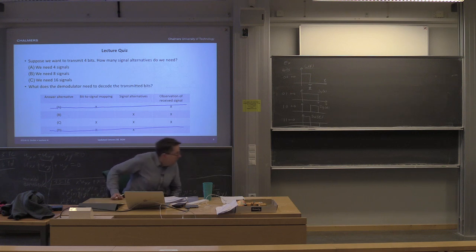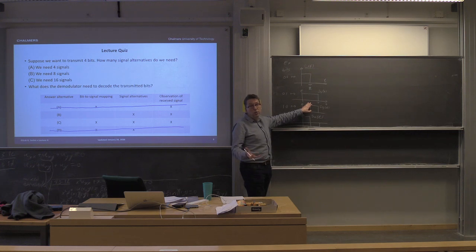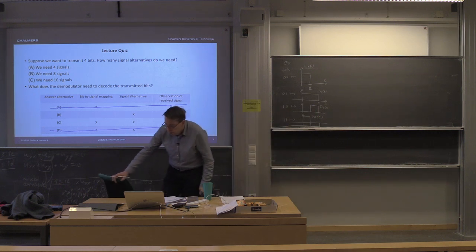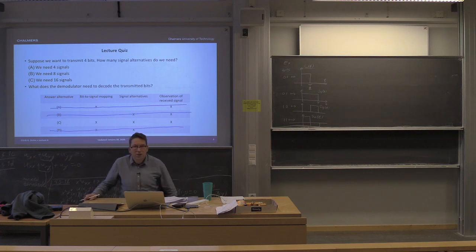And the question is, do we need the mapping from bits to signal alternatives? And yes, we do. Right? We need how to associate a signal alternative with the corresponding bit pattern. So, which leaves C. Maybe this was a bad question on a Friday afternoon. I don't know. Yeah. Okay.